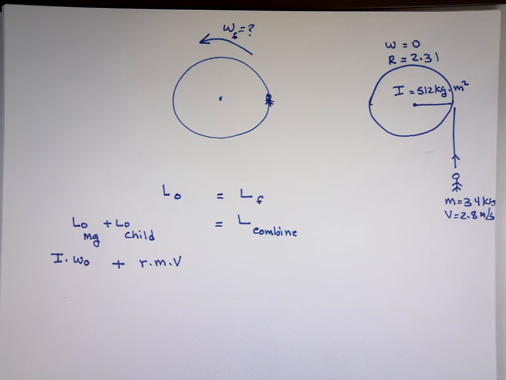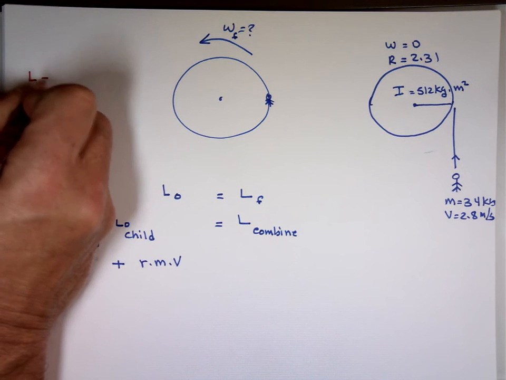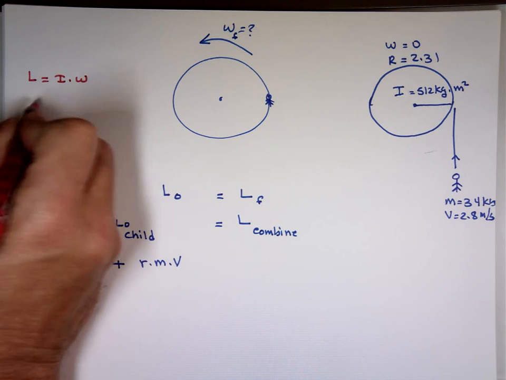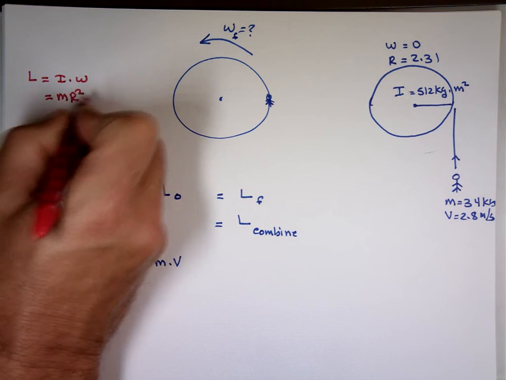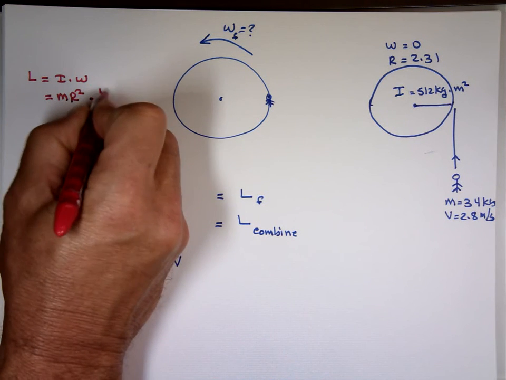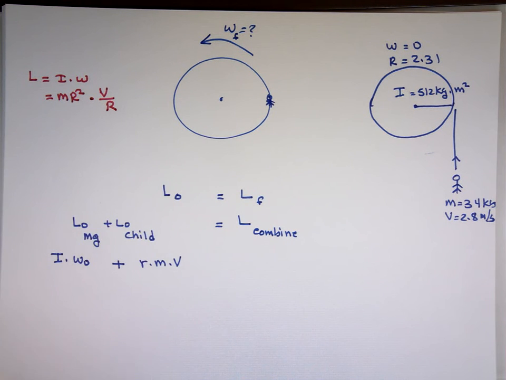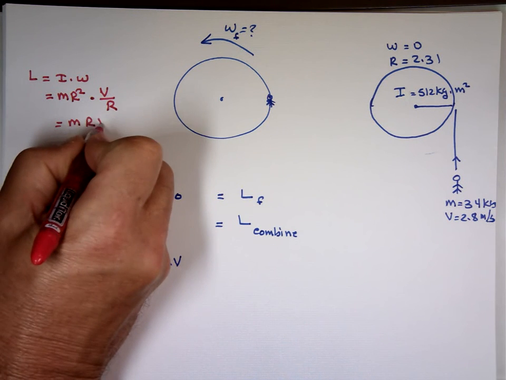Here we go. L equals I times W. I is usually the summation of m r squared. That's what I is. And W is what? V over R. If you do the math, what do you have? M times R times V. That's where it came from.